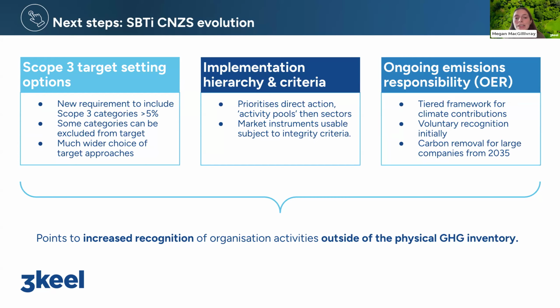So all of these different points point to the increased recognition of organisational activities outside of the physical greenhouse gas inventory. And we know, as Catherine said, that full LSRS alignment is very difficult. In some places, because of the physical traceability requirements, actions that you're taking within your supply chain, such as investments in landscape initiatives or investments in regen ag, can't be fully recognised within the physical inventory. But there are more and more pathways emerging that would allow that to be reported outside of the inventory and still count towards target progress.